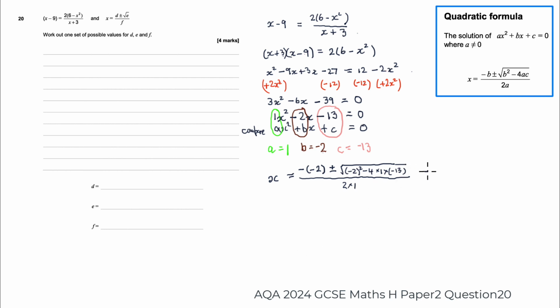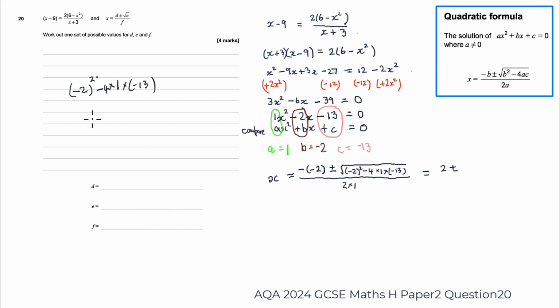Well, let's see what that comes to. The negative of negative 2 is 2, plus or minus. Now let's do a little bit of working at the side here. Negative 2 squared minus 4 times 1 times negative 13.